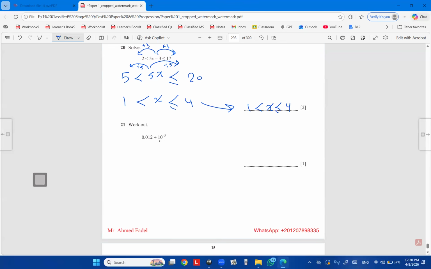Here, you're dividing by 10 to the power of -5. Dividing by a negative power is the same as 0.012 multiplied by 10 to the power of 5. So move the decimal point 5 digits to the right. I have already 3 digits, I need 2 more. So it is 1,200. I'm going to add 2 more zeros, moving it 5 digits to the right.